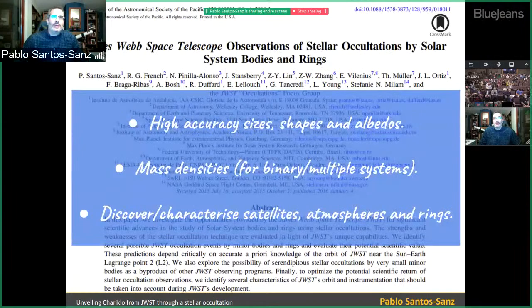Just to remind you, the stellar occultation technique is a really powerful technique that allows us to obtain high accuracy sizes, shapes, and albedos, also mass densities, if we know the mass of the system. We also can characterize very fine details like satellites, atmospheres, and rings. In the case of James Webb, it is a really very good suite to characterize atmospheres and also rings.